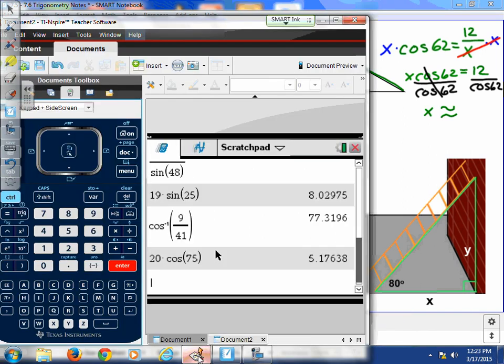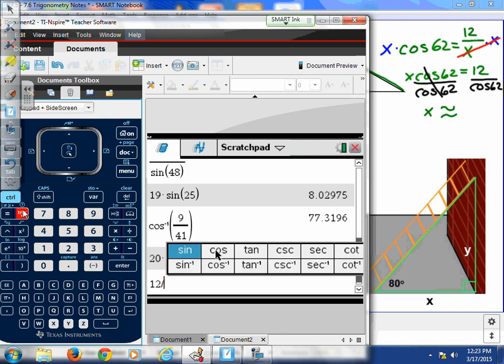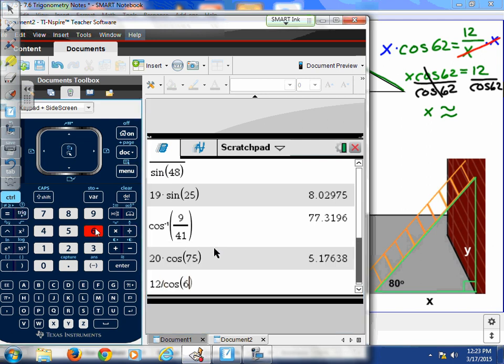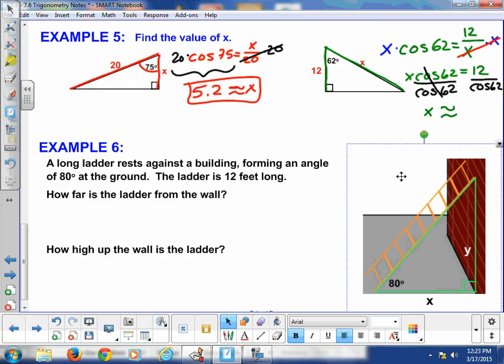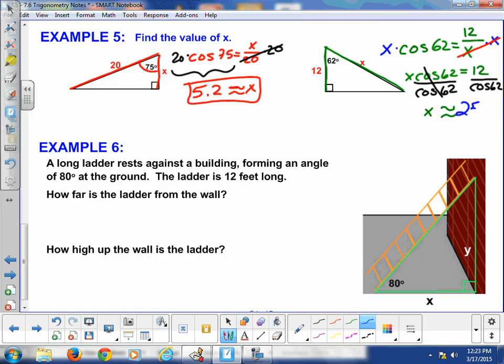And it is 12 divided by cosine 62. It's 25.6. 25.6-ish. That is your x, and the rest is for tomorrow.